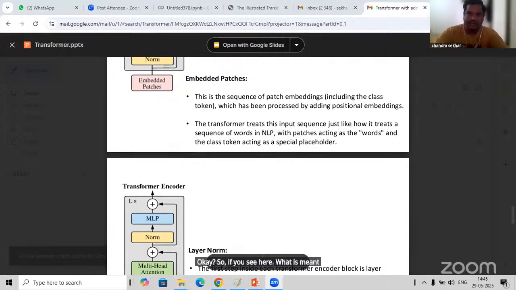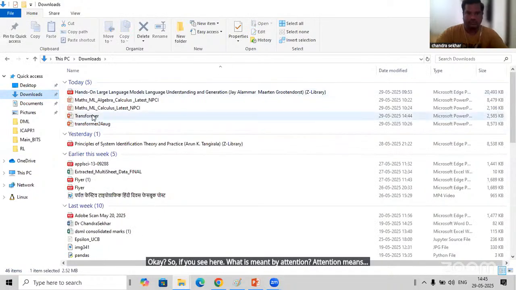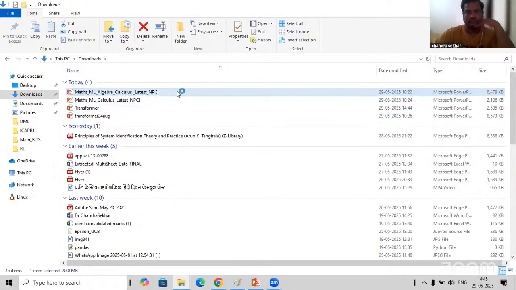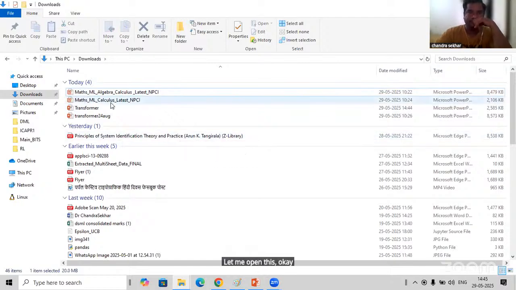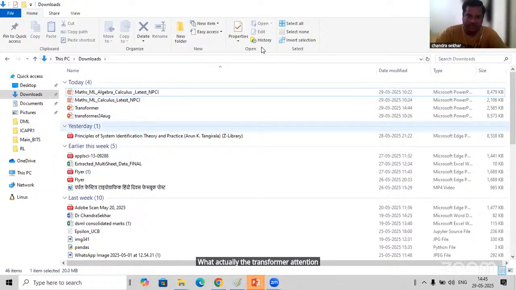Okay. So if you see here, what is meant by attention? Attention means... Let me open this. Okay. So first 1 hour we'll try to understand, 20 minutes we'll try to understand what actually the transformer attention is, and then we can implement the code.